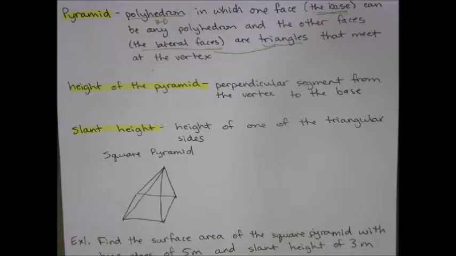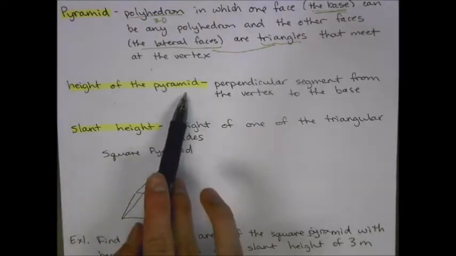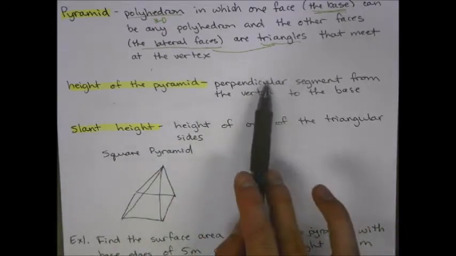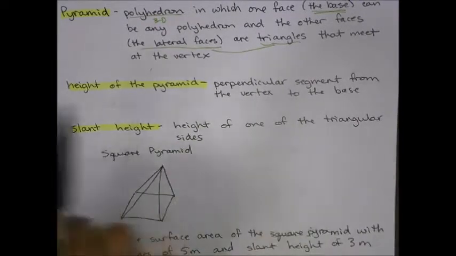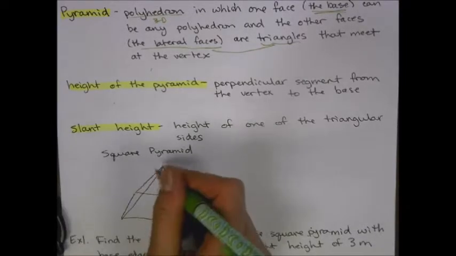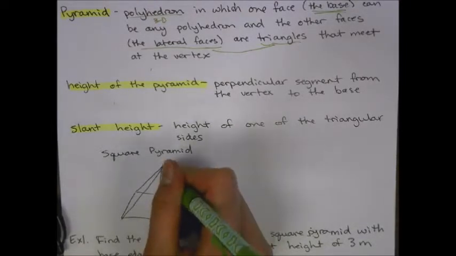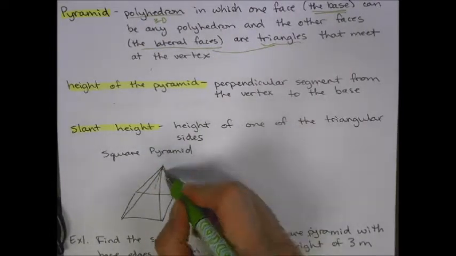Now the height of the pyramid is the perpendicular segment from the vertex to the base. I'm going to do this in green. We're going to go from the vertex to the base, and it's perpendicular, and this is my height.